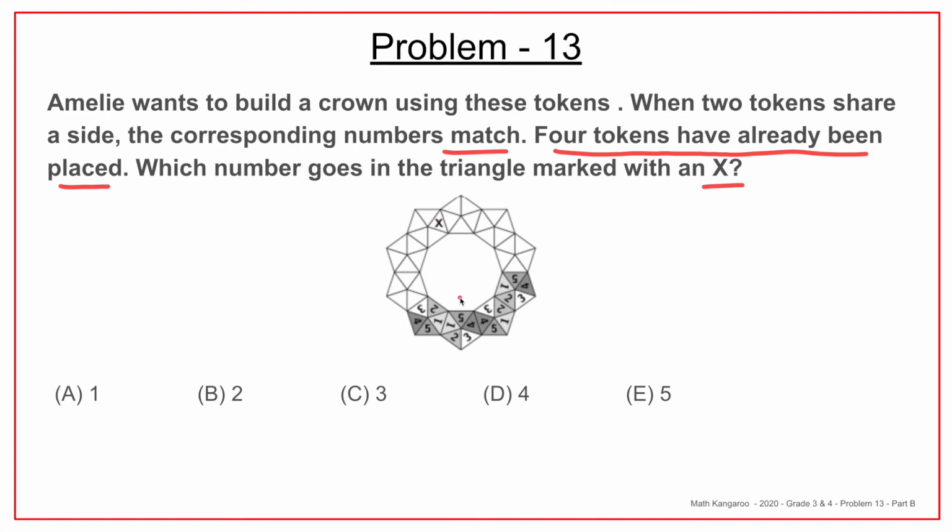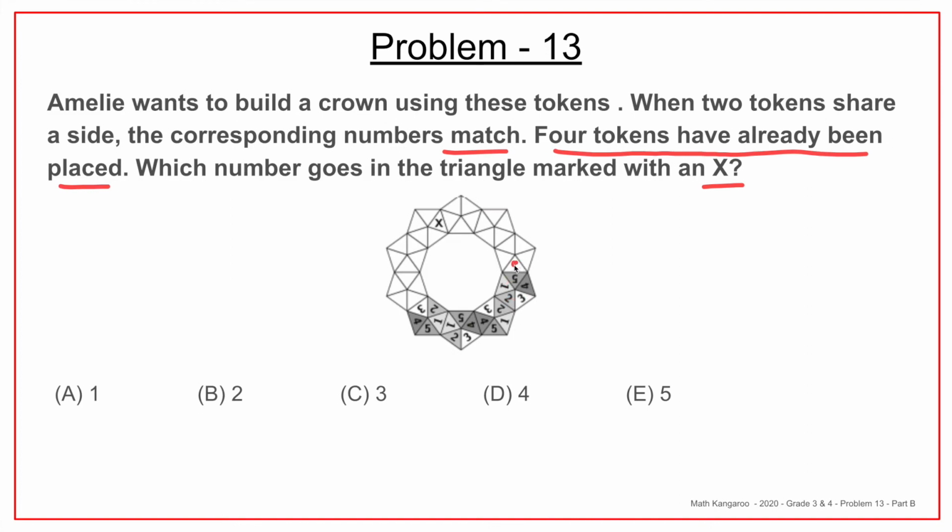So let's see the patterns going on here. We see that 1 matches, and then 2, 3, 4, 5. And then 4 comes in, matches with here, and then 5, 1, 2, 3. 2 matches, 2, 3, 4, 5, 1.